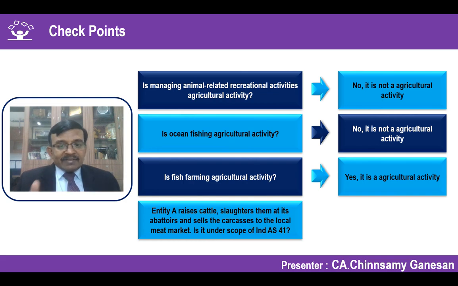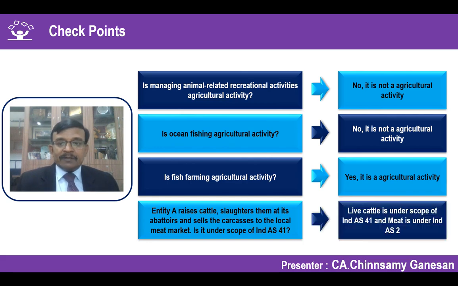It raises the cattle, slaughters them, and sells the carcasses to the local meat market. Is it under the scope of Ind AS 41? It is under Ind AS 41. Whatever meat and whatever leather you are taking out of that will be covered under Ind AS 2. It is an agricultural produce. Even though it is a living animal, it's still considered part of the managed biological transformation. So it is getting covered.